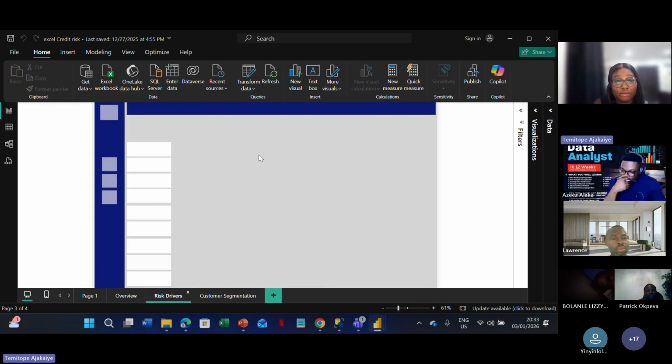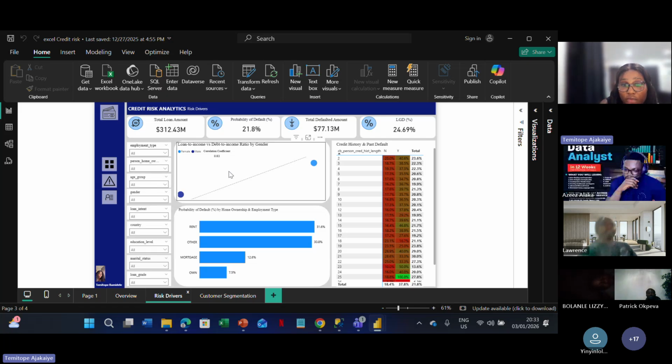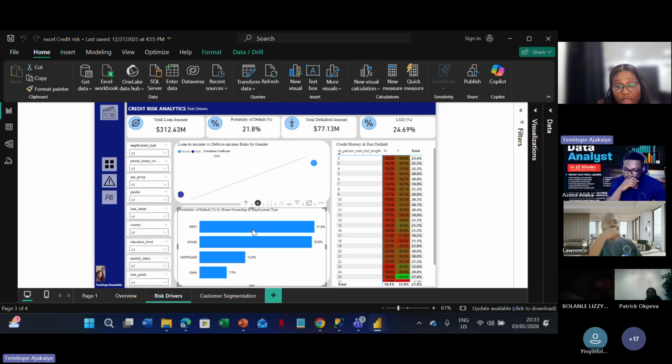Moving on to risk drivers. This is the loan to income versus debt to income correlation, with a correlation coefficient of 0.83, which shows a strong relationship. This basically means that the higher their loan compared to their income, the higher the chance they are likely to default. I can drill down here. It shows that those renting an apartment have the highest default rate, and those that are unemployed too have the highest default rates.